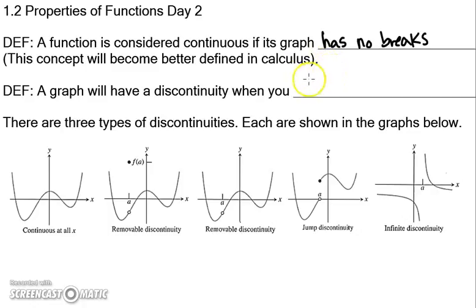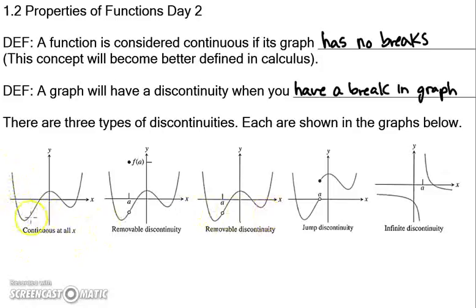A graph will have a discontinuity when you have a break in the graph, right? So if you have a break, you're discontinuous. If you don't have a break, you are continuous. There's three types of discontinuities, and each of them are in these pictures here.